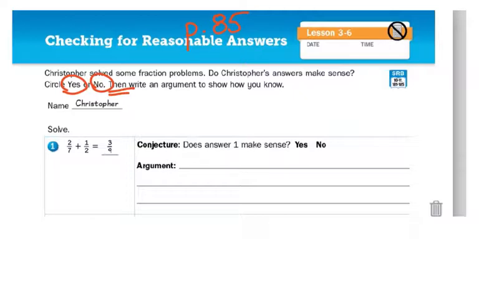So 2/7 plus 1/2, does that equal 3/9? Here's where I'm going to start. If I add anything to a half, it's going to be more than a half. And then I look at 3/9. Well, half of 9 would be 4.5. And that's less than a half. So if I'm adding something to a half, I can't end up with less than a half. So the answer is no, it doesn't make sense.